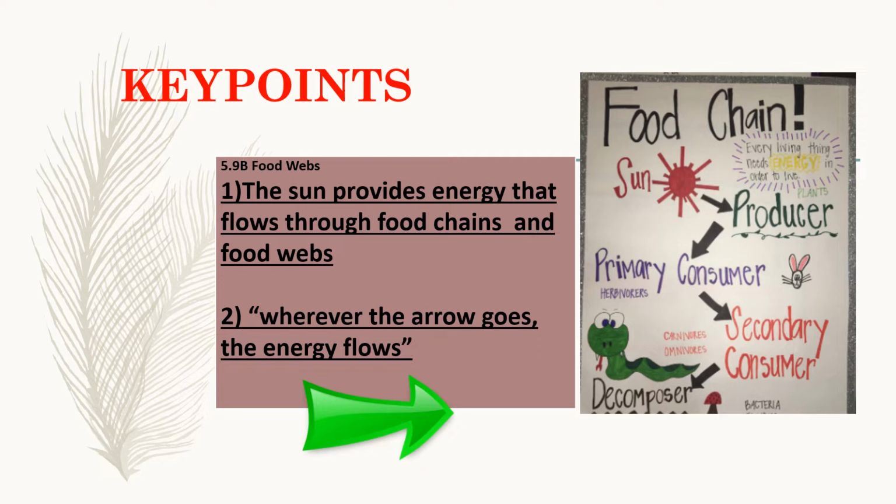The energy of the sun goes to the producer. The energy of the producer goes to the primary consumer. The energy of the primary consumer goes to the secondary consumer and then to the decomposer.